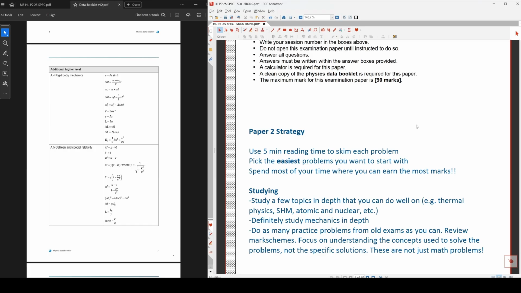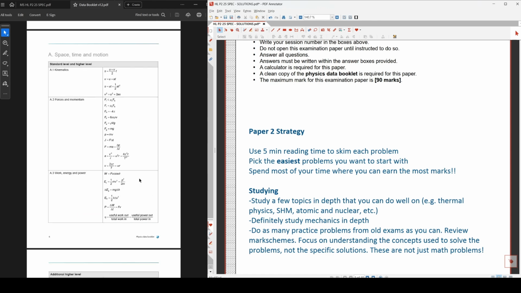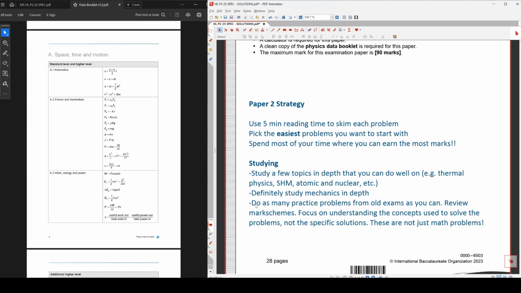Mechanics is also a subject to definitely know in depth. This first page of the data booklet, you should know very, very well, everything that's happening here and all the concepts behind it, because it's very foundational. And do as many practice problems as you can. That's really what it is. You're practicing for a test. We're going to have a bunch of problems, so do as many of them as you can.